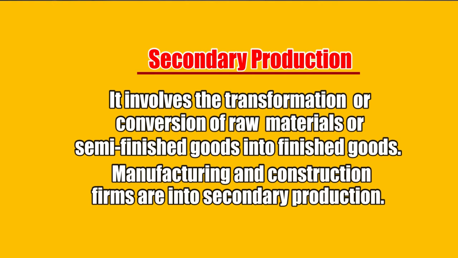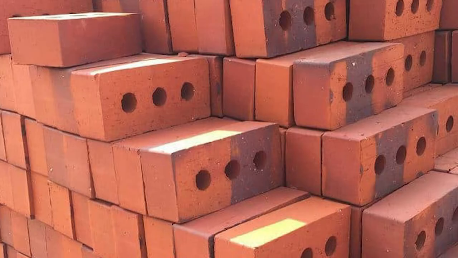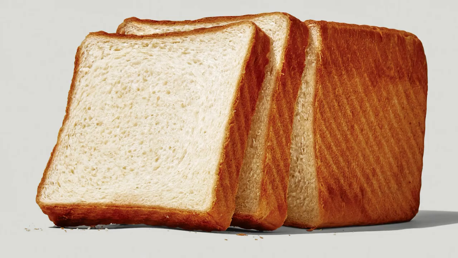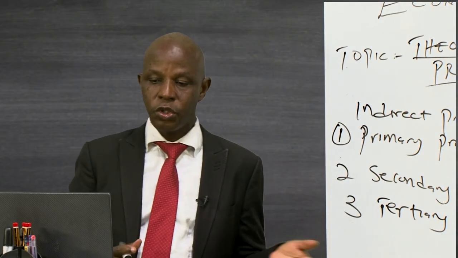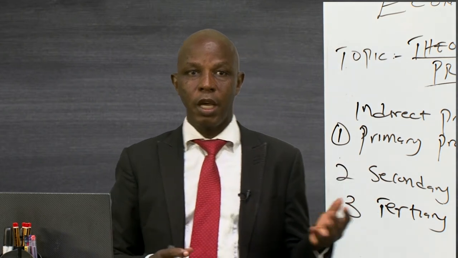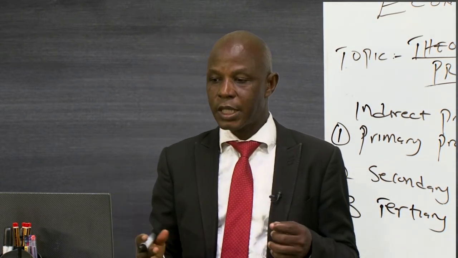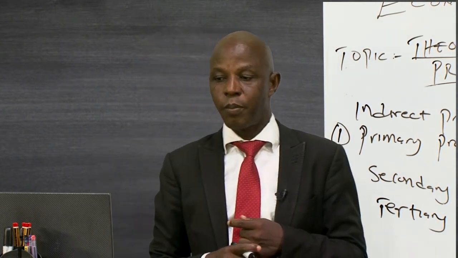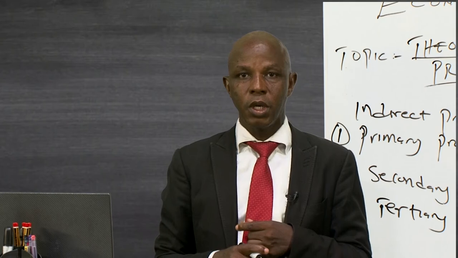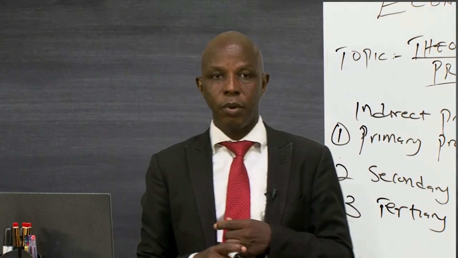In the pictures you are seeing, we have a brick wall, we have a brick, and we have a sliced loaf of bread. The brick there is a semi-finished good used to construct what? The brick wall. So these are secondary production. The brick you see is the semi-finished good that was used to construct the brick wall.